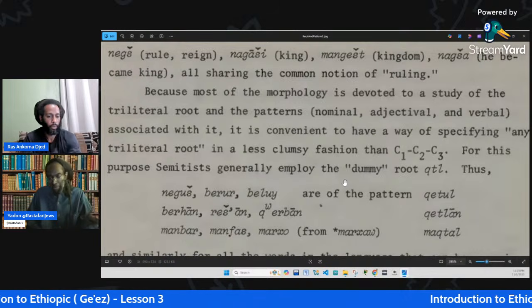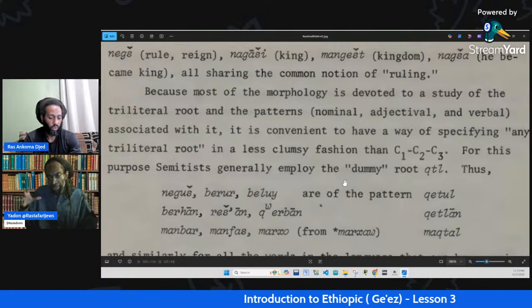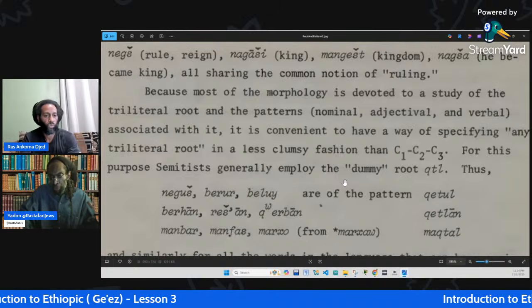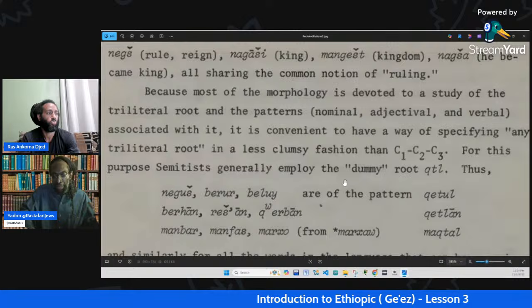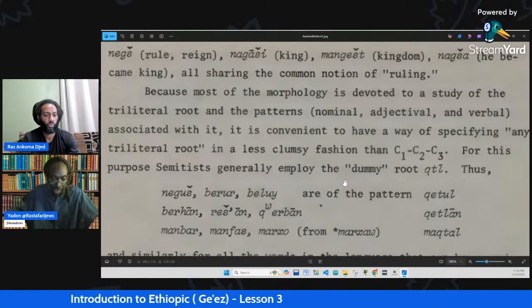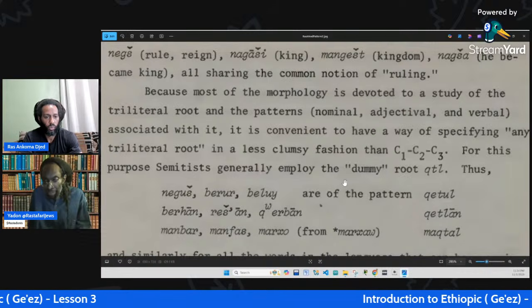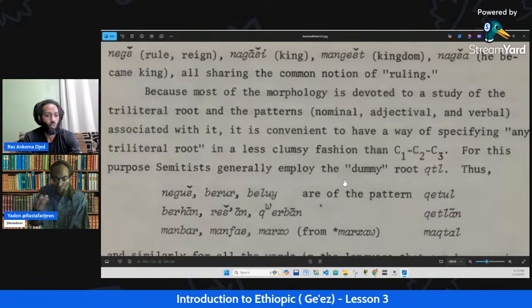The king became king, in a sense. But Negsha is like a verb. So far, every other word has been more of a noun sense, but Negsha is "he became king." He was coronated. It can be "he became king" or "he was coronated." He got the crown. All share the common notion of ruling, reigning.